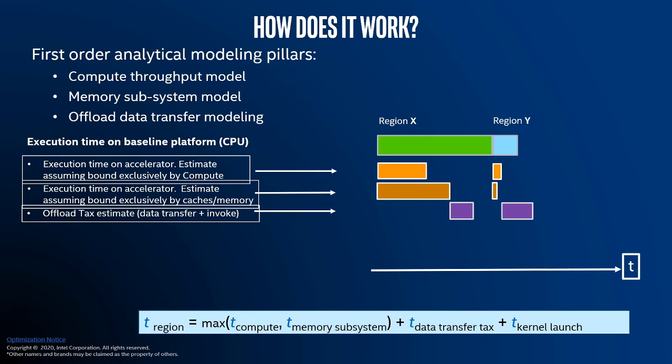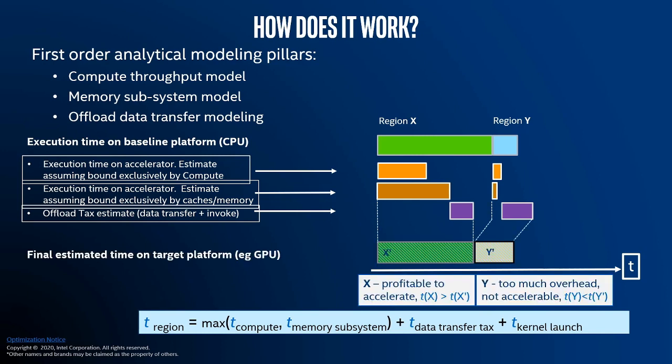So in summary, each region time would be computed by the maximum of either compute or memory plus our overhead, which consists of data transfer and kernel invocation. Now that we have this, we can model the overall time for each individual region or kernel, so to say, and then we know if it's profitable to offload that region to an accelerator or not. And based on this, you will see how Advisor then models the overall performance of your application.